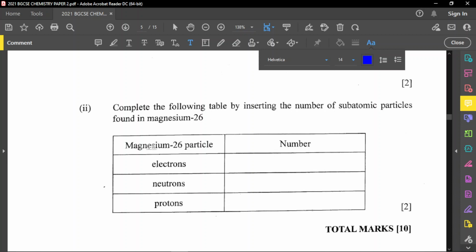Magnesium does not change. So the first thing you can actually write is the proton number. Since it's magnesium, the proton number for magnesium is 12. That will never change. And the number of protons is equal to the number of electrons. So of course we're sure about that, right?